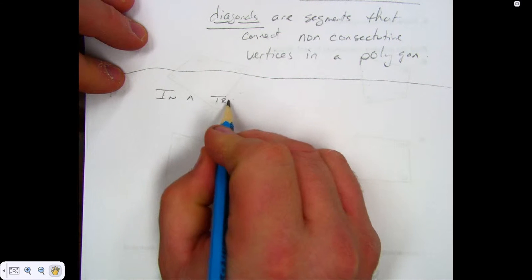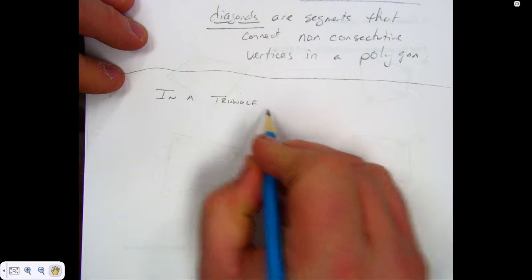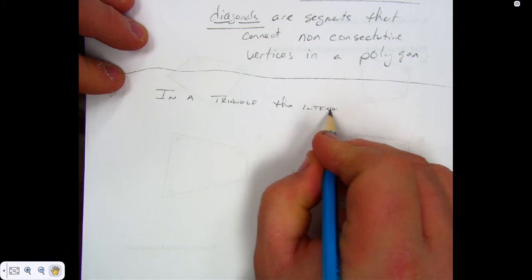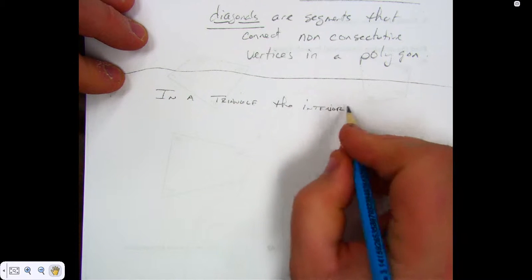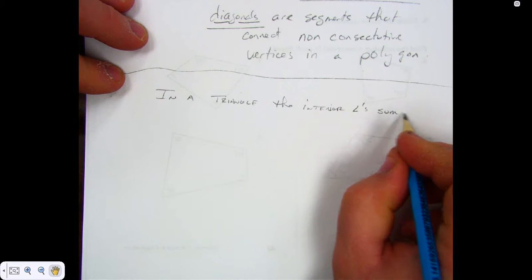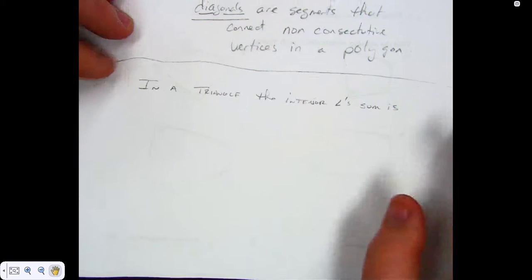In a triangle, the interior angles sum is what?